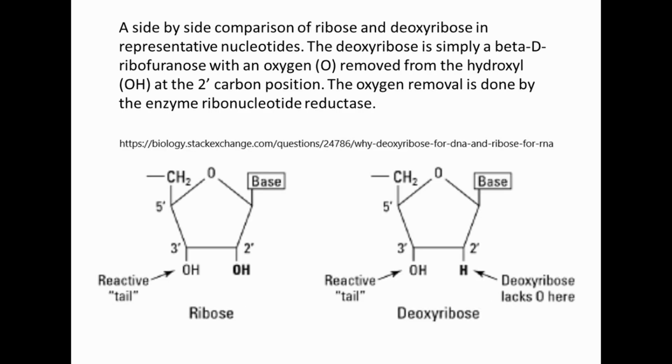The figure shows a side-by-side comparison of ribose and deoxyribose in representative nucleotides. The deoxyribose is simply a beta-D ribofuranose with an oxygen O removed from the hydroxyl OH at the 2' carbon position. The oxygen removal is done by the enzyme ribonucleotide reductase.